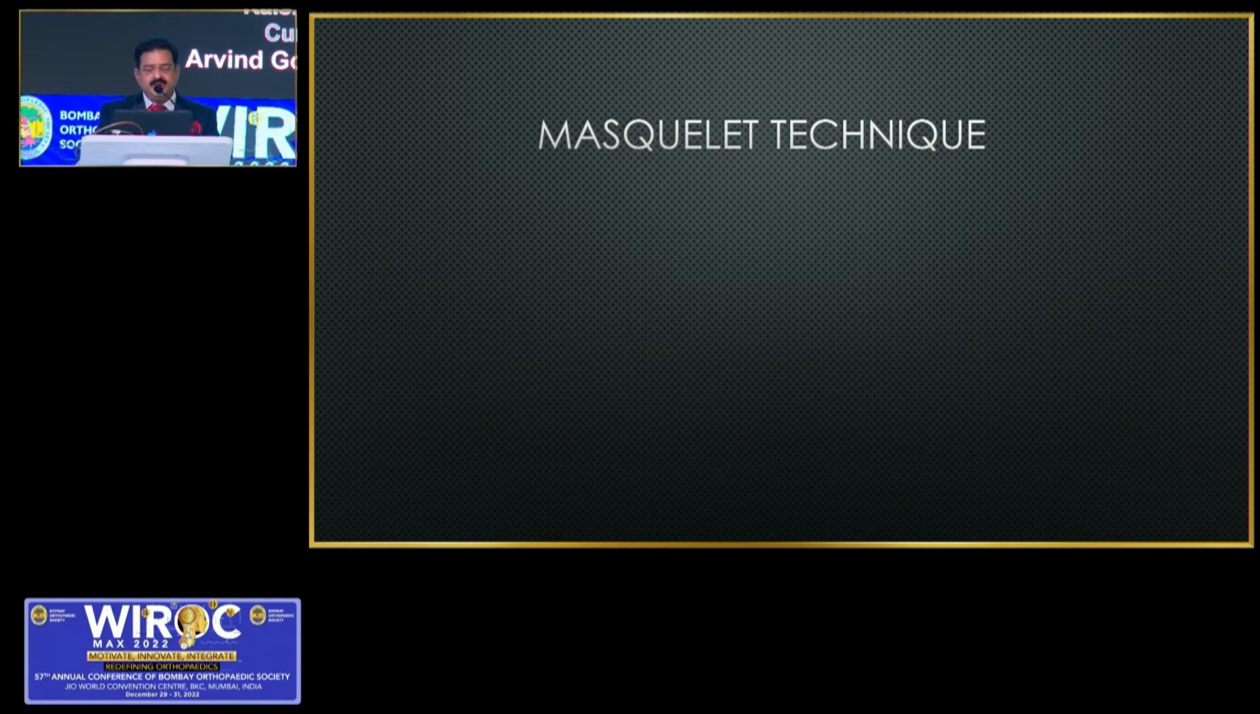Infected gap non-union is not a new entity for the orthopedic surgeon. At the same time, it is one of the very difficult ones. Many orthopedic surgeons will wish I should not get this kind of patient, not because they are not able to do it, but because of the longer duration of the treatment, patient dissatisfaction and everything. So many things are there.